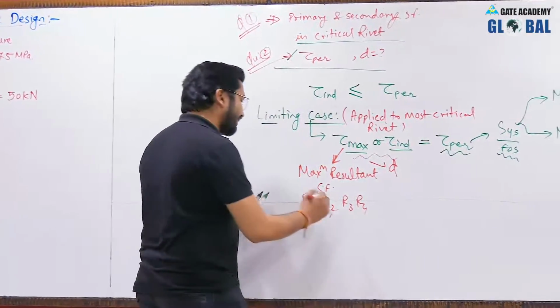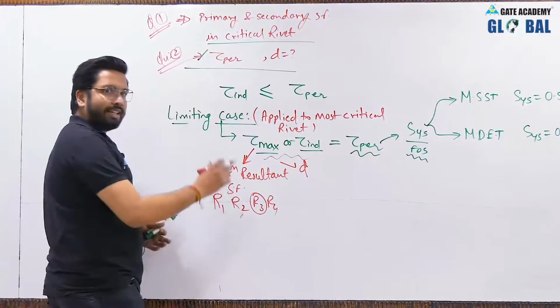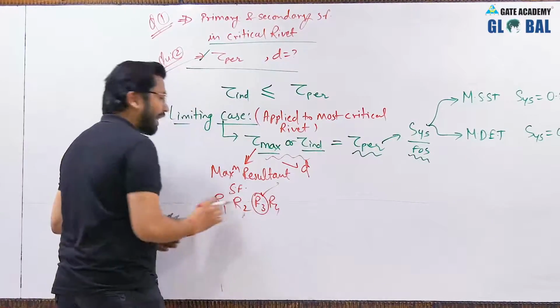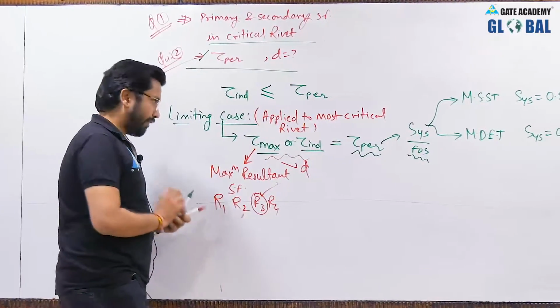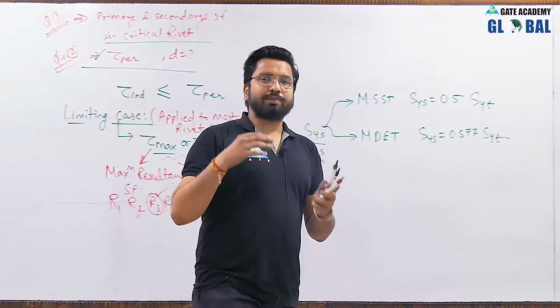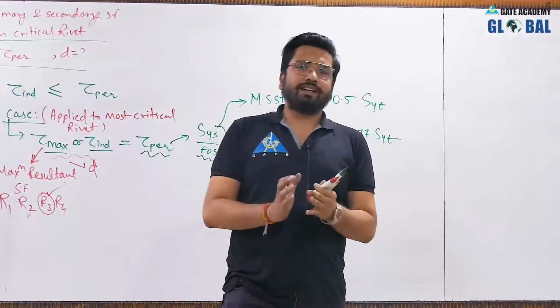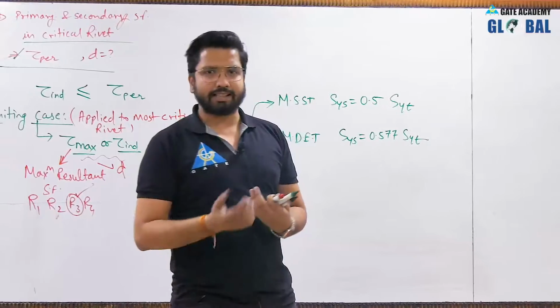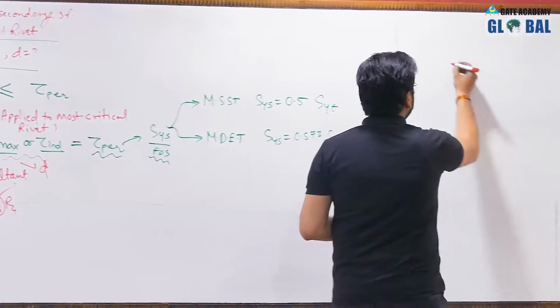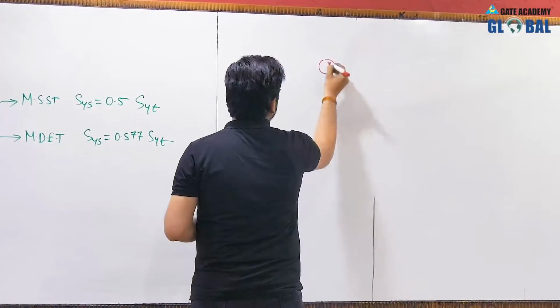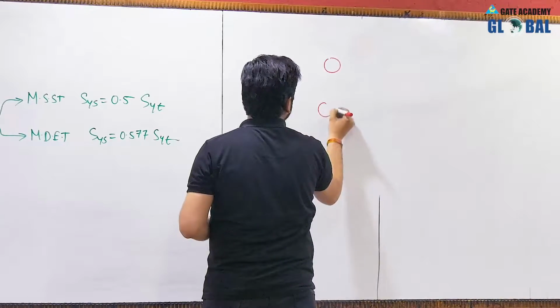Let us say if R3 is highest, so we will be using R3 for designing. Okay. Now let me ask you a simple question: in which rivet will the resultant force be highest? As we have seen in the previous video, we had 4 rivets like this.